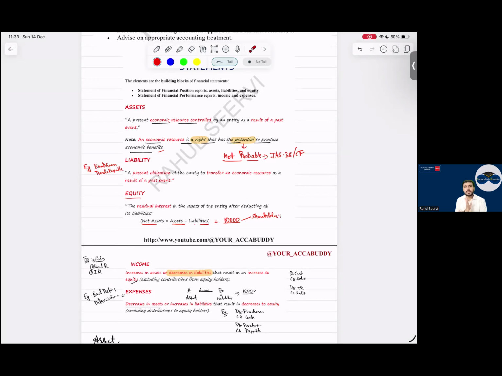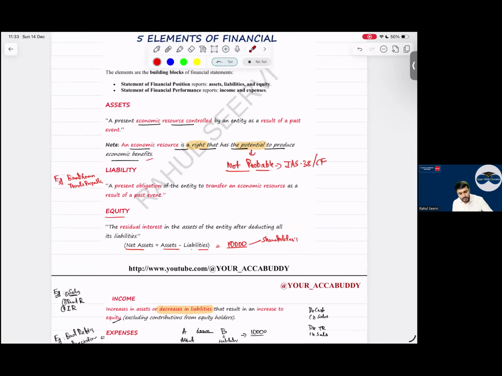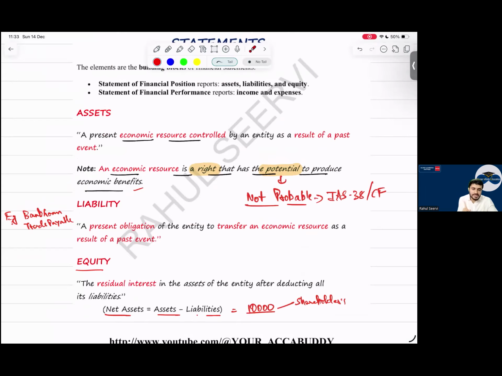Everyone knows asset; no need to write down the same definition, write it in your own words. Present economic resource controlled by entity as a result of past event; liability, present obligation to transfer economic resource; equity, residual interest of the entity after deducting liabilities from assets. Then income means increase in asset, decrease in liability, excluding capital contribution, same for expense. But what is important for asset, you have to keep in mind: ownership is not considered, and the probability that we will receive the money does not affect whether it's an asset or not. Probability will affect whether we should recognize or not. You will understand that as we move forward.